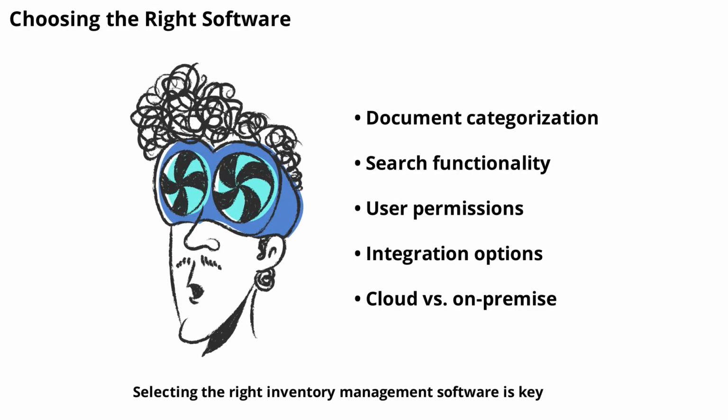Selecting the right inventory management software is key. For knowledge management, look for software that supports document categorization, search functionality, user permissions, and integration with other tools. Consider whether you need a cloud-based solution for remote access or an on-premise system for added security. Evaluate user reviews and trial versions to find a platform that matches your workflow. Once you've chosen your software, you're ready to begin the setup process.